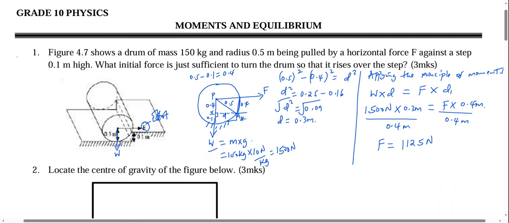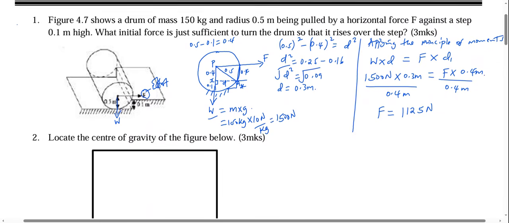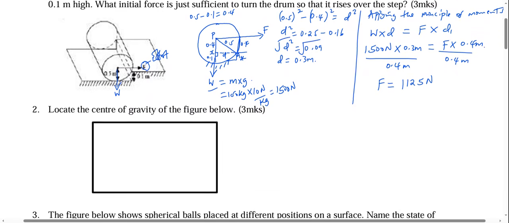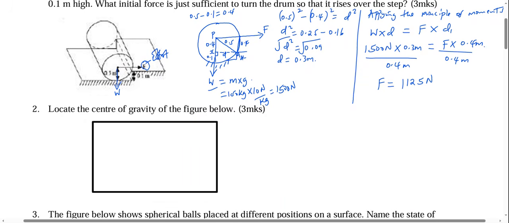Question number 2 says locate the center of gravity of the figure below. So for the center of gravity, this is where the resultant force, the application of the resultant force due to the Earth's attraction, or where the entire weight of an object is concentrated.